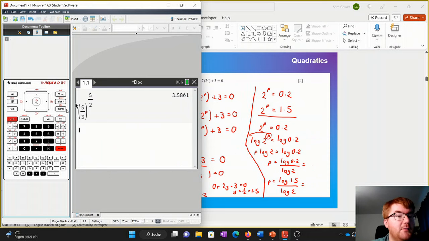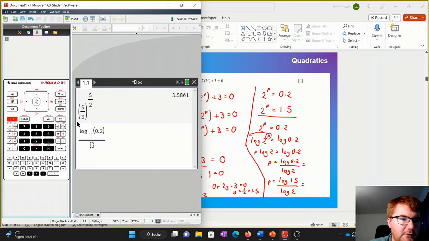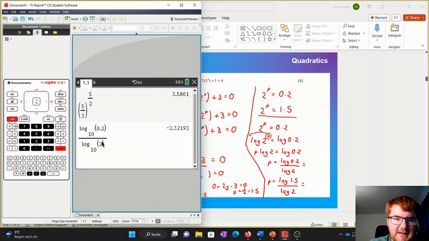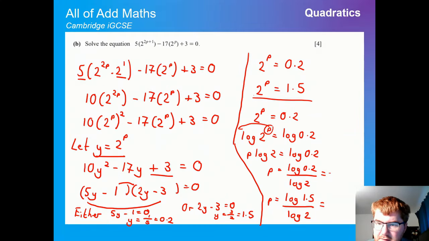Okay, so always good to know where your log button is on whichever calculator you're using. So I've got my log button just here. Again, I don't need to worry about bases for this particular question. So I've got 0.2 there, and then I want log 2. That's going to give me my first answer here of minus 2.32.